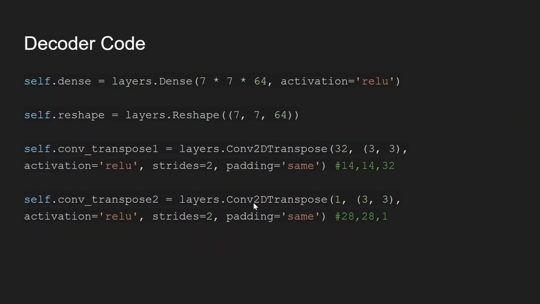Now let's talk about the decoder. It's very standard decoder code. First of all, the dense layer will have 7 into 7 into 64 units. Then we are reshaping it. Then we are using convolutional transpose. Again, you can experiment here with upsampling as well. It's totally up to you. The output from this transpose convolutional 2D will be 14 by 14 by 32, and the output from the second transpose convolutional layer will be 28 by 28 by 1.